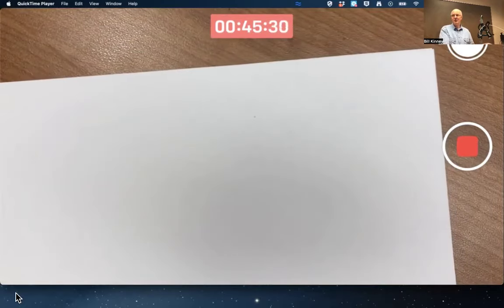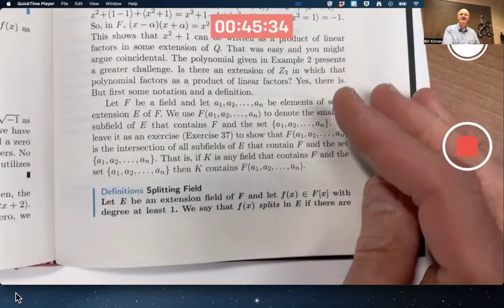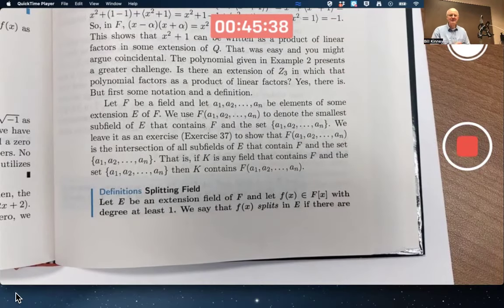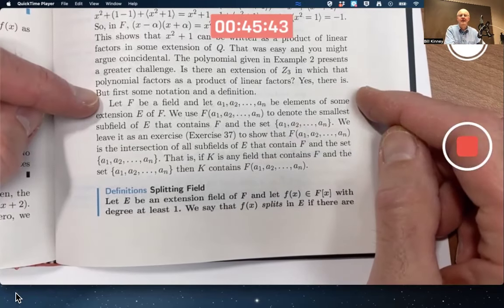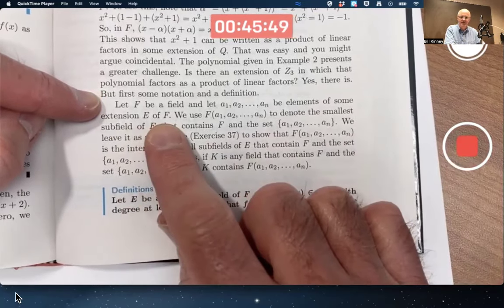The next definition was the bane of my existence in grad school. Oh, really? That doesn't sound good. Well, first of all, we need some notation. Let F be a field, and let A1 through AN be elements of some extension E of F.